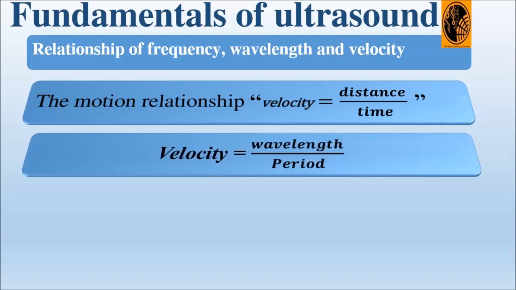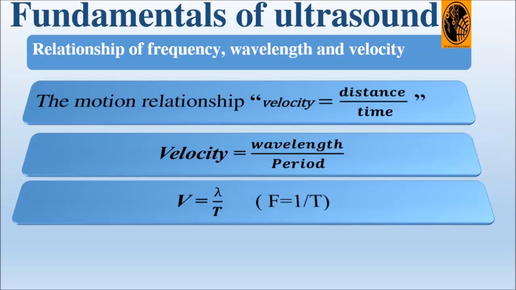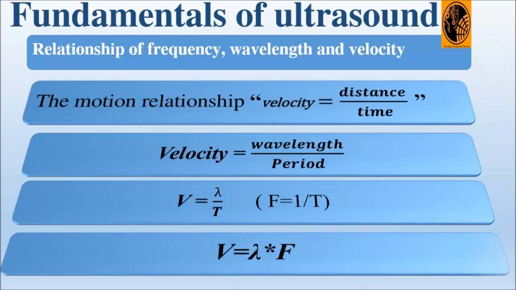So in our case, the distance is the wavelength and the time is the period T. So the relationship can be written as v equals lambda divided by T. And we have said that f is equal to 1 divided by T. So if we replace 1 over T by f, we obtain v equals lambda multiplied by f.